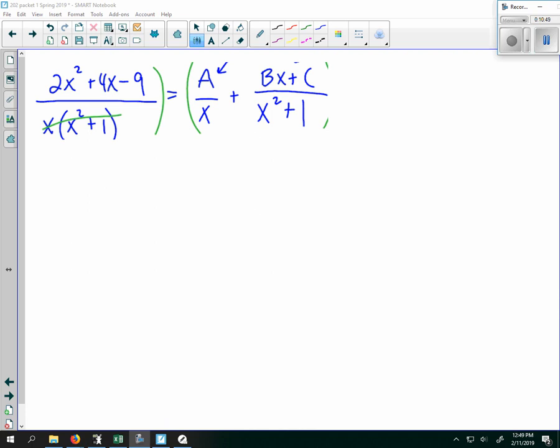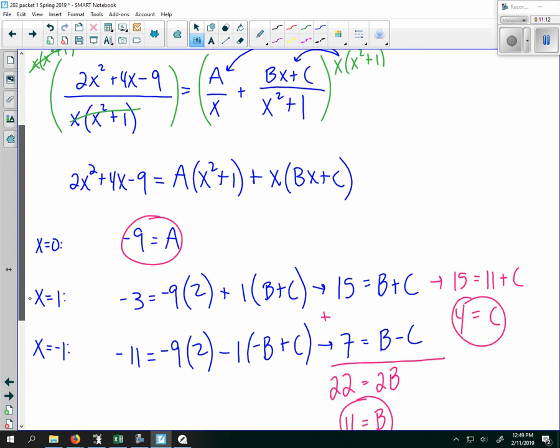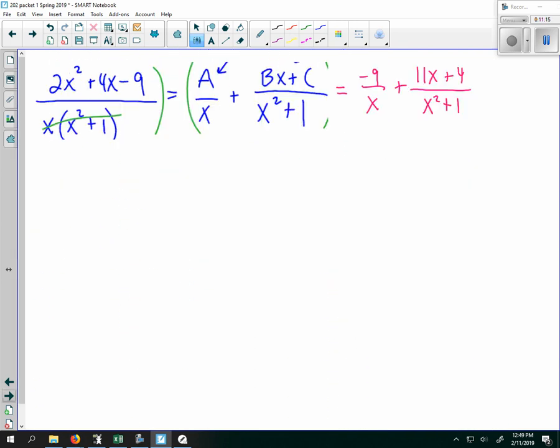I just copied my partial fraction decomposition, and now I'm going to replace my A, B, and C with the values I found. A was negative 9, B was 11, and C was 4. Just double check: negative 9, 11, and 4. Okay, good. So that's what I want to integrate: the integral of negative 9 over x plus (11x plus 4) over (x squared plus 1) dx.